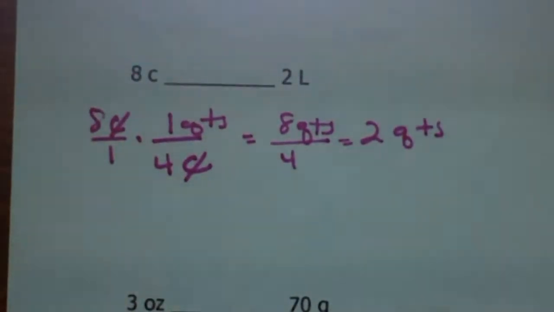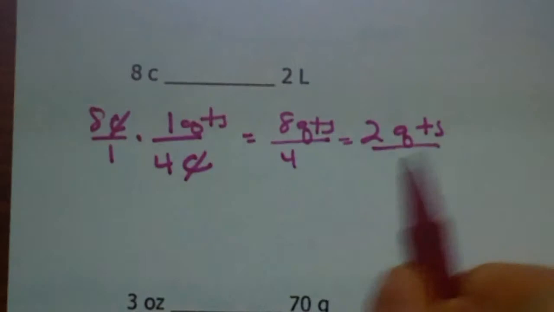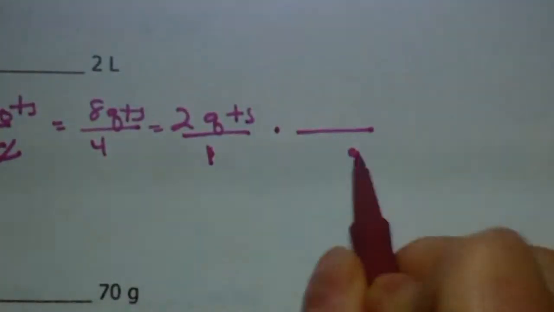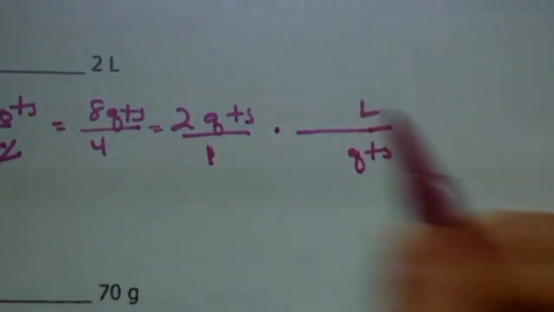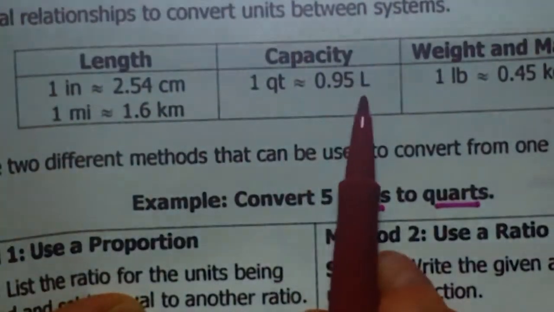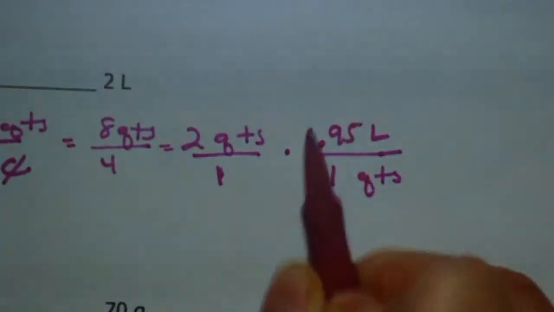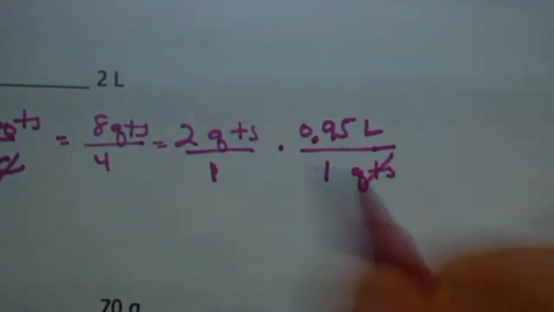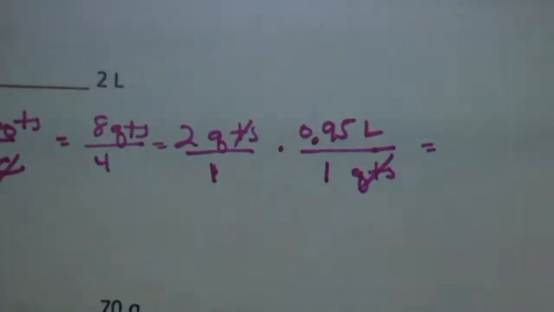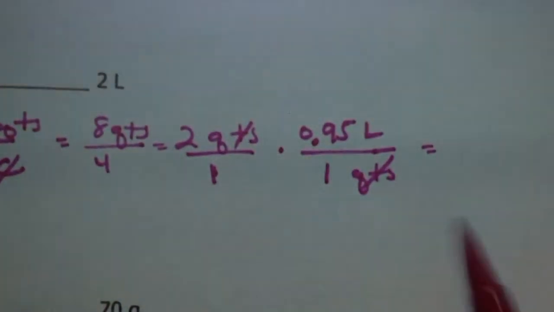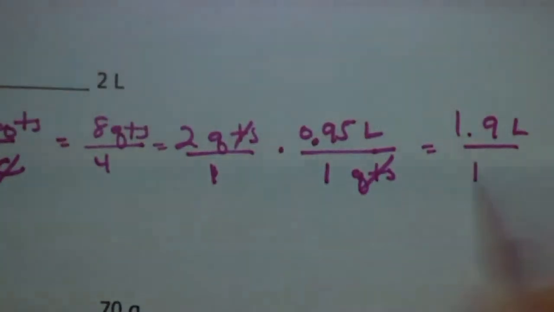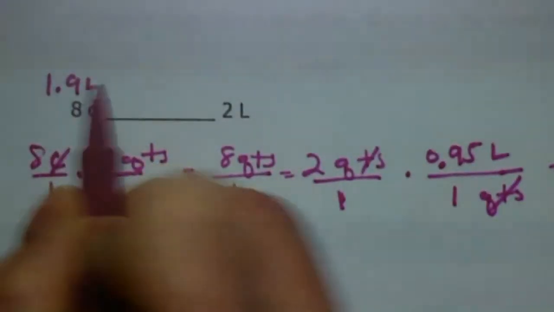Okay, now it's still quarts being compared to liters. I want to change these quarts into liters. So I'm going to put the 2 quarts over 1. Quarts in the denominator and liters in the numerator. And again, on the sheet, it says that 1 quart is 95 hundredths of a liter. So I'm going to put the 1 with the quarts and the 95 hundredths with the liters. Now the quarts can cancel out. I need to take 2 times 95 hundredths. I get 1.9 liter over 1. So 8 cups is equivalent to 1.9 liters.